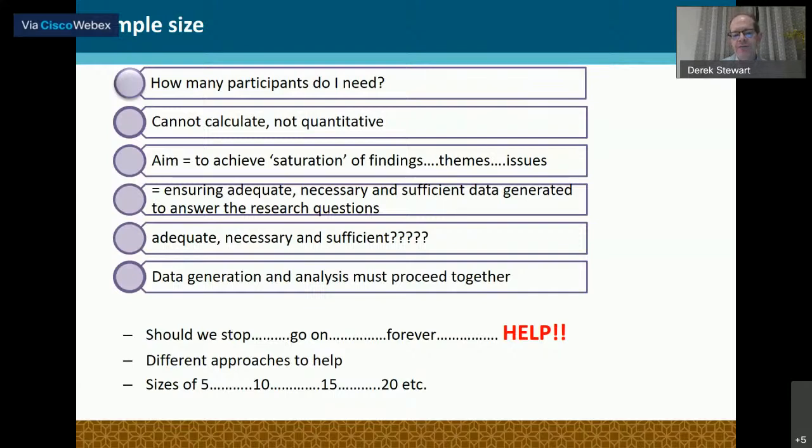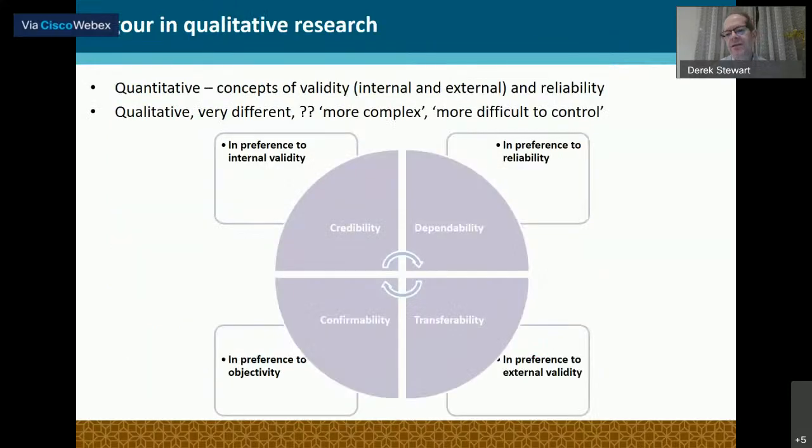And you tend to have a sample size of 5, 10, 15, 20, and so on. If you've got a qualitative study and it's got a sample size of 200, then it's not a qualitative study. So that's another bit that's really different. And another bit that's different is this term, rigor.